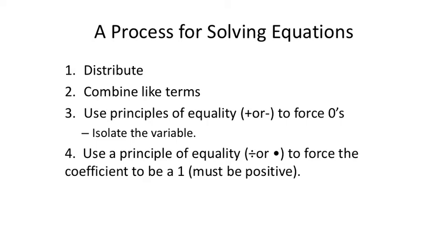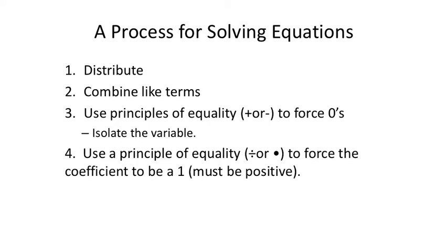But in any case, here's our same process for solving equations we've seen. Distribution, if we see parentheses, we'll plan on distributing, which is just multiplication. Then we will look to combine like terms. After the like terms are combined, if it's necessary, then we use principles of equality to make zeros, which is just addition or subtraction principles of equality. We'll do that to isolate the variable so it's on its own side of the equal sign.